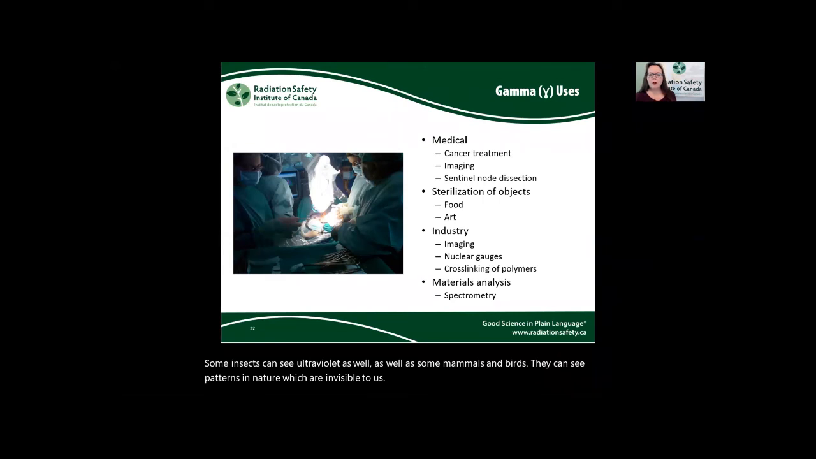Gamma rays have all the properties of X-rays, but are naturally occurring. So many of the uses are similar to X-ray, but used in areas where it makes sense to have a natural source rather than a machine that is plugged in. Medically, gamma is used in brachytherapy cancer treatment, imaging, to kill tumors with a device called a gamma knife, and in a process called sentinel node dissection.